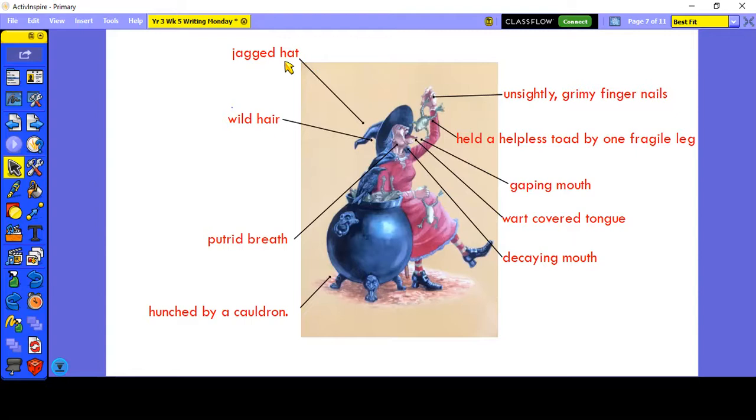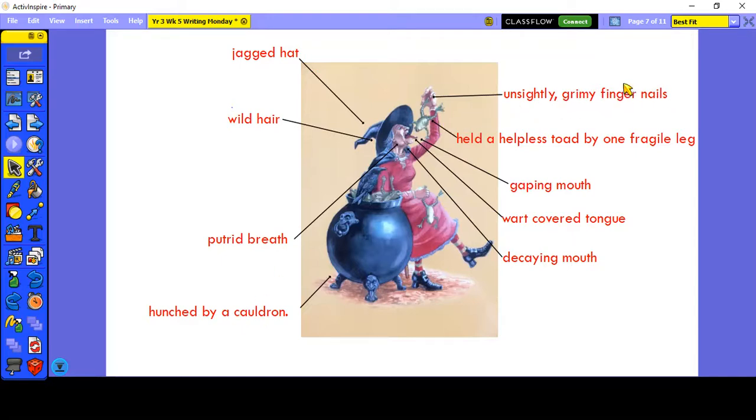A jagged hat, wild hair, putrid breath. So for each of those three, you can see you've got the noun, so in this case breath, and then the adjective to describe it is putrid. Hunched by a cauldron. So there we've got an action. What is the witch doing? She's hunched by the cauldron. We could use an adjective to describe the cauldron if we wanted to.